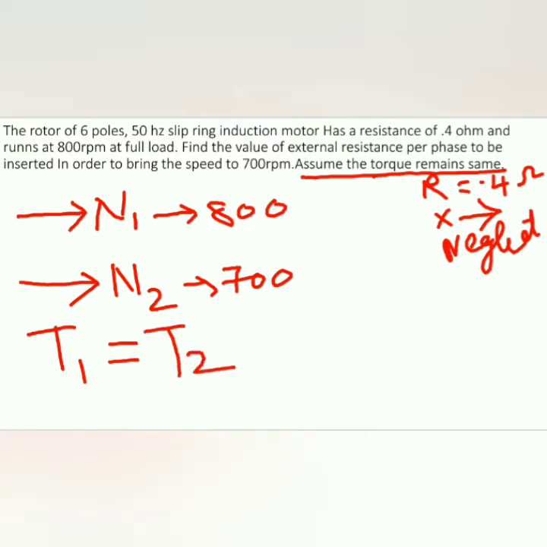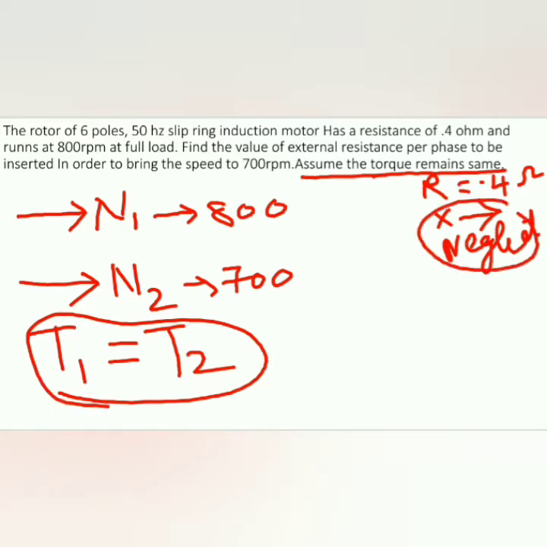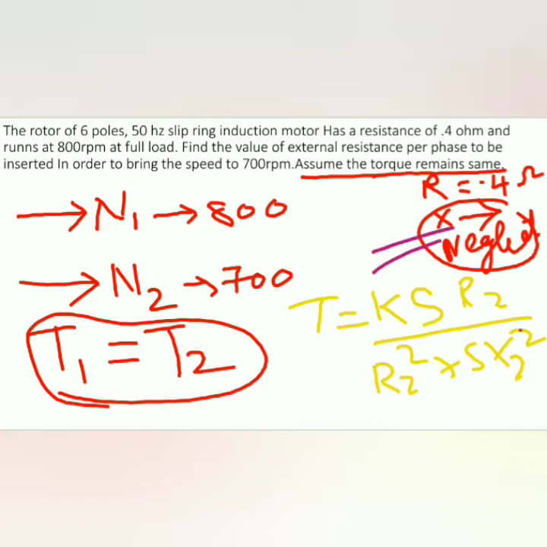Now first of all, what relation do we have to identify? Because we are neglecting the reactance, we'll have a different equation. We know that T equals K S R2 divided by R2 square plus S X2 square. This is the equation of torque. But since we neglect the reactance, let us neglect this portion. By neglecting it, how will the torque equation come?